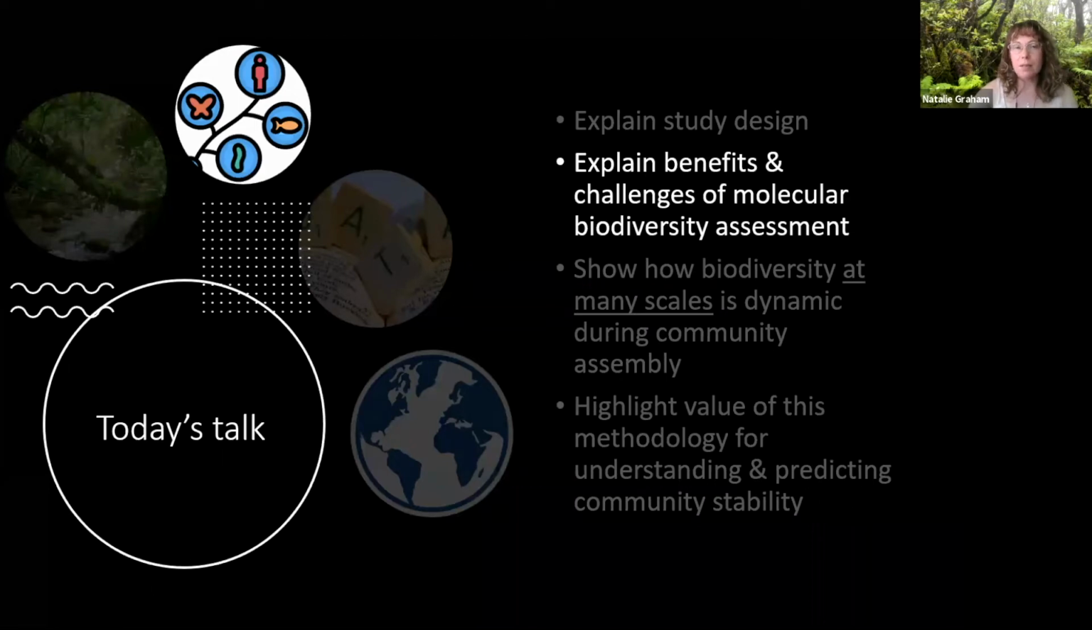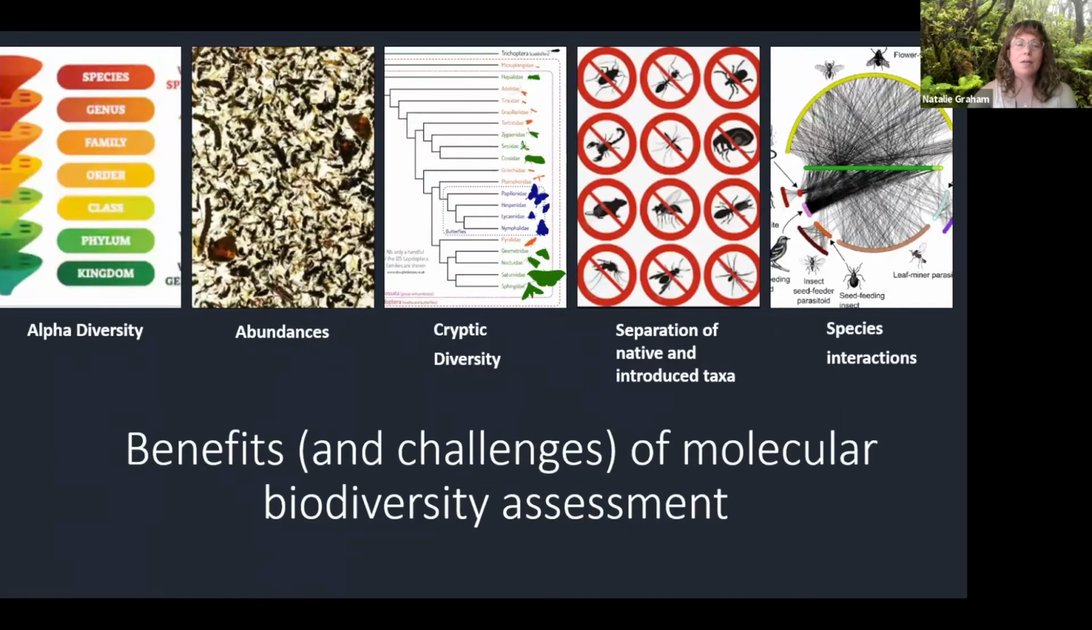So I want to explain a little bit about the benefits and challenges of this molecular biodiversity assessment. We know that community ecology is going to really rely on accurate assessment of species richness and abundances, and that can be a lengthy data collection process. You need to identify all the species and count how many individuals of each one there are. So it's interesting, and fortunate, that we can actually approximate this using molecular methods. Something else is the idea of cryptic diversity, so diversity that's below the species level. Often that wouldn't be detected with traditional methods, but we can actually get at that with molecular methods. We get this genetic level of diversity.